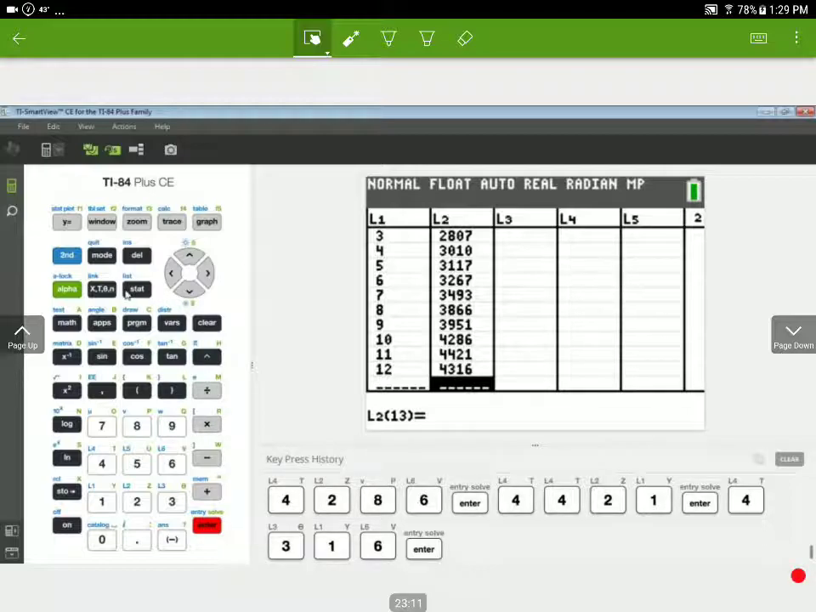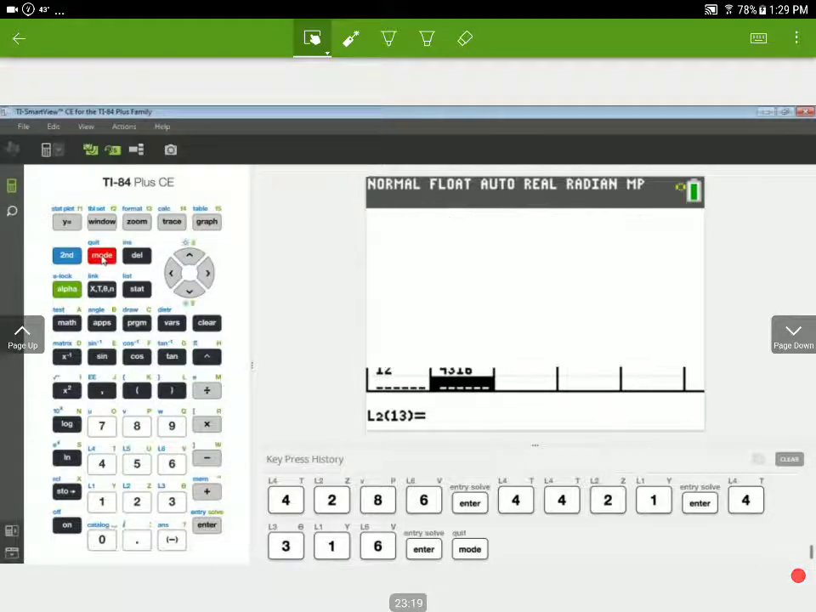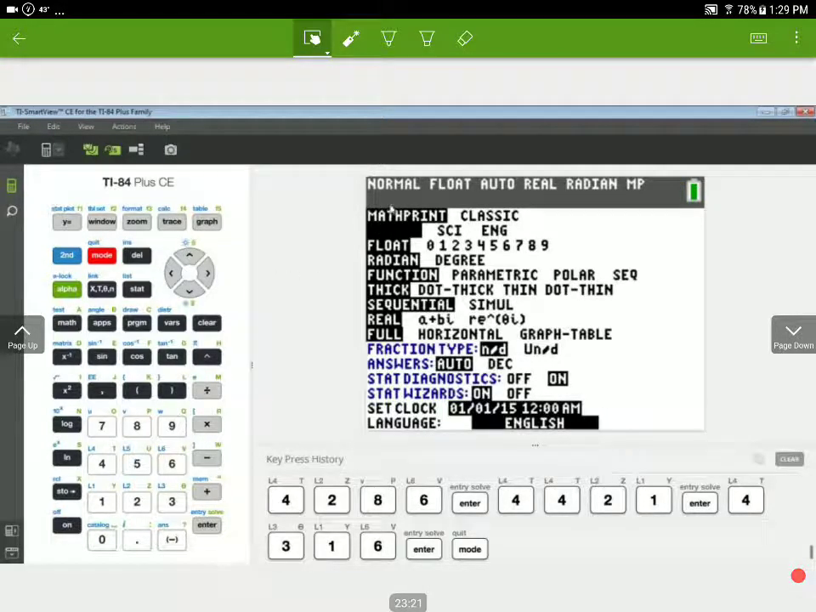So here's what we're going to do. We're actually going to run all three of the diagnostics and see which one's best. What you have to do is go to Mode and scroll down to Stat Diagnostics and make sure they are on. Turn them on if they're not already. They probably are because we've been doing this all day, but they might not be.